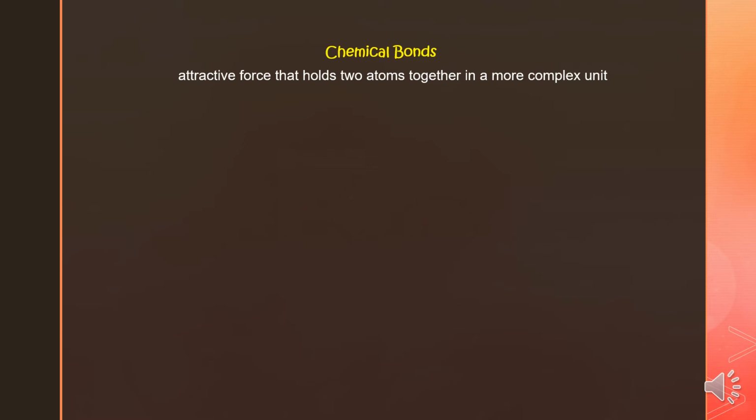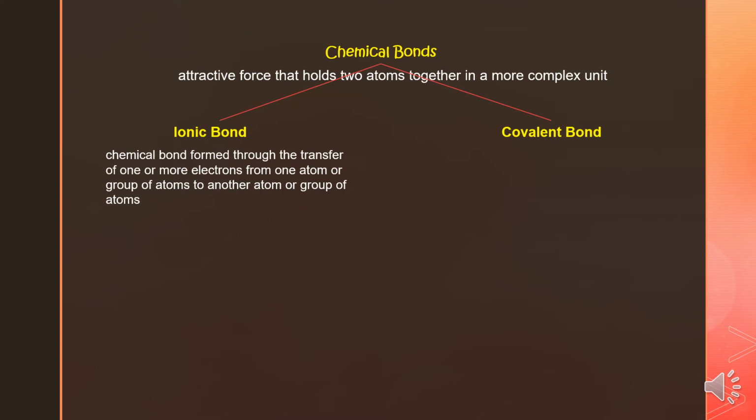Corresponding to the two broad categories of chemical attractive forces, which we also call chemical bonds, we have the ionic bond and the covalent bond. An ionic bond is a chemical bond that is formed through the transfer of one or more electrons from one atom or group of atoms to another atom or group of atoms. We will have examples of this later.